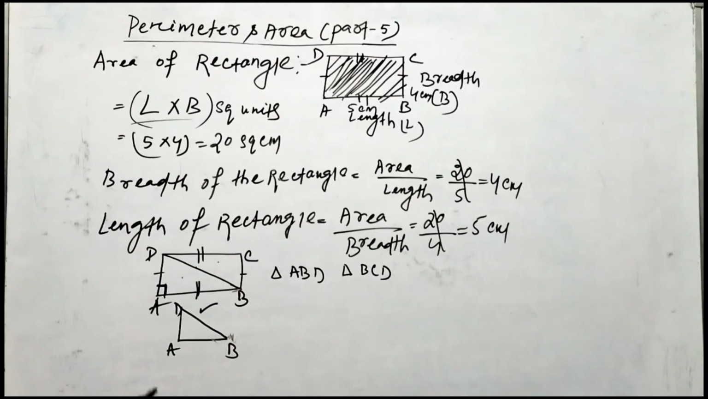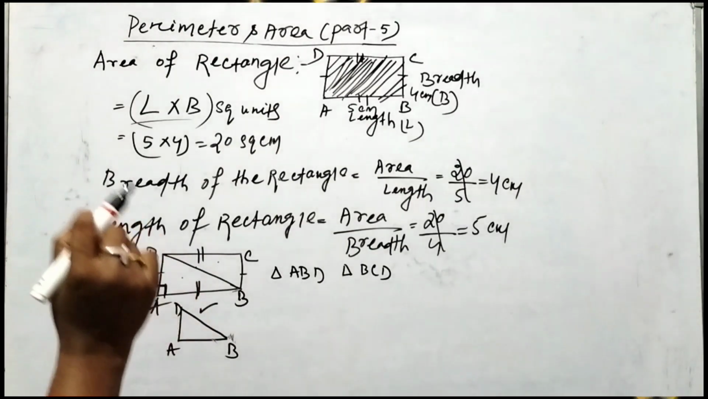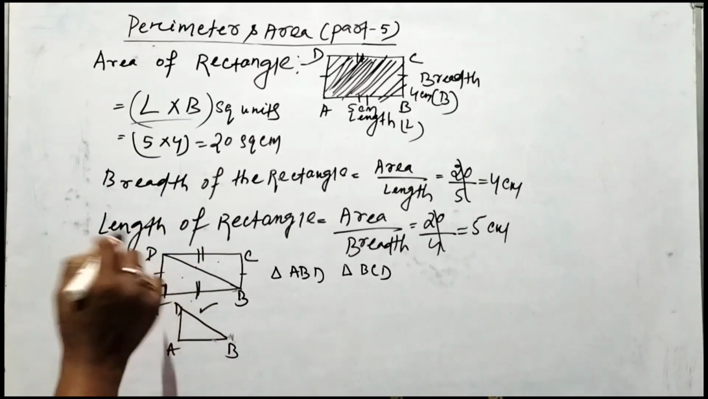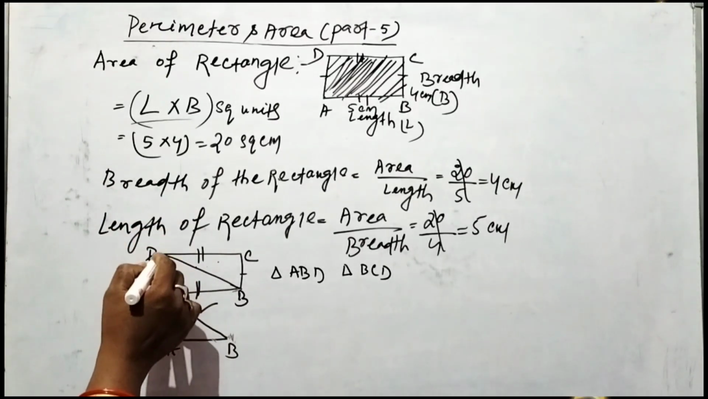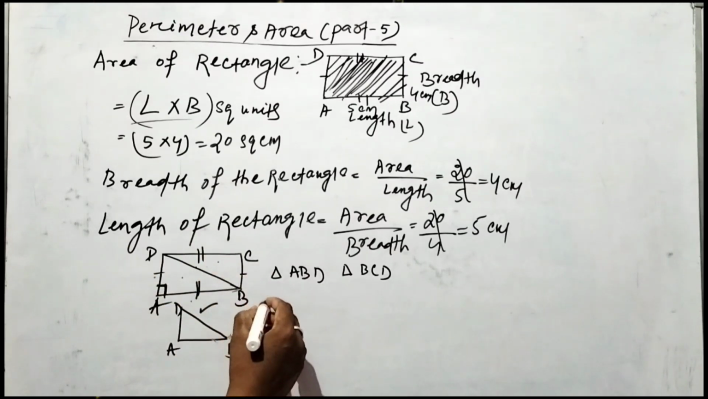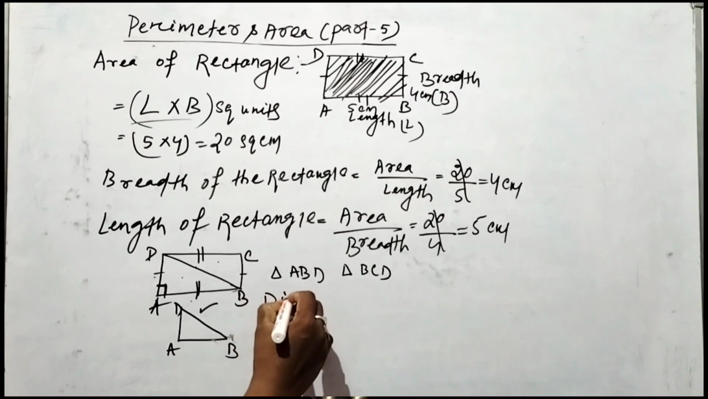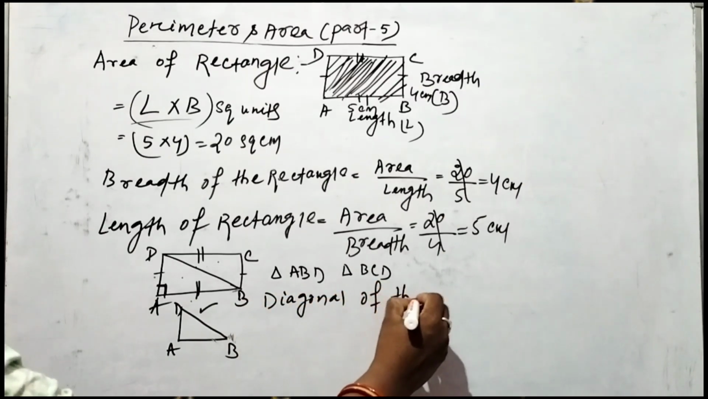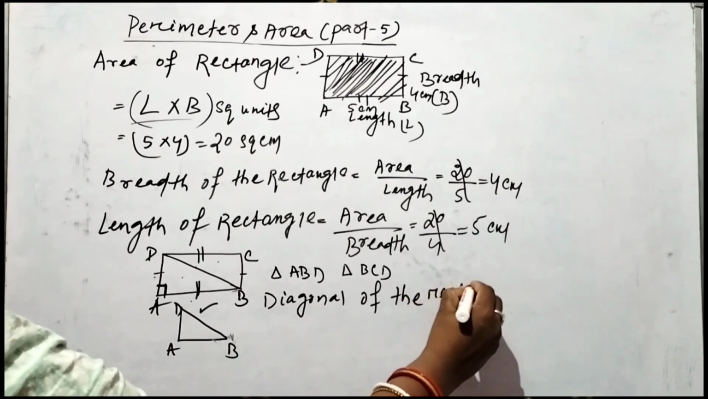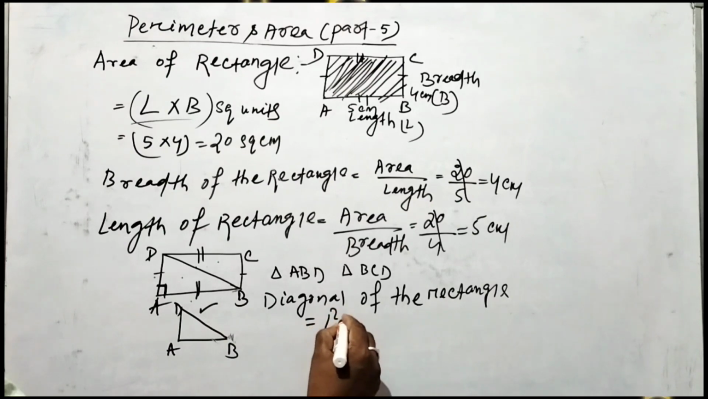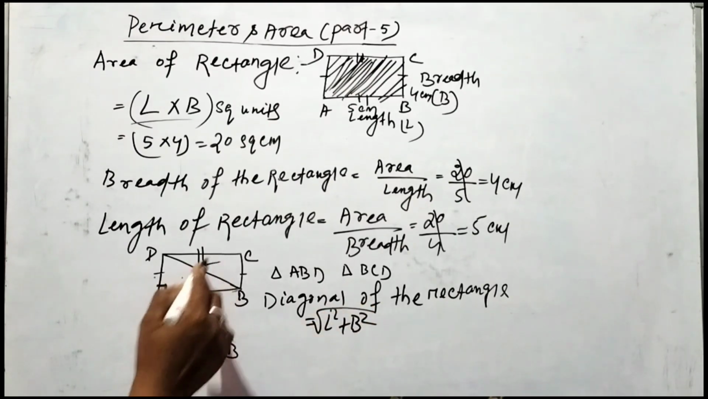If the question is to find the length of BD when the length and breadth are given, how do you find the diagonal of the rectangle? The diagonal of the rectangle is equal to the square root of L square plus B square. That means it is the hypotenuse.